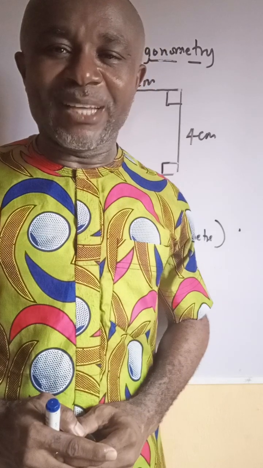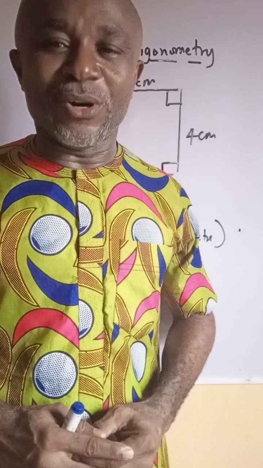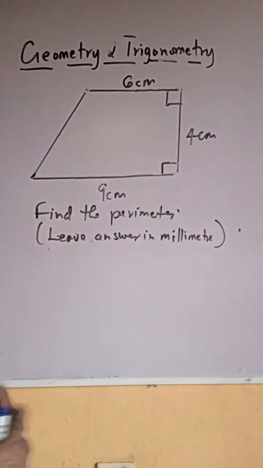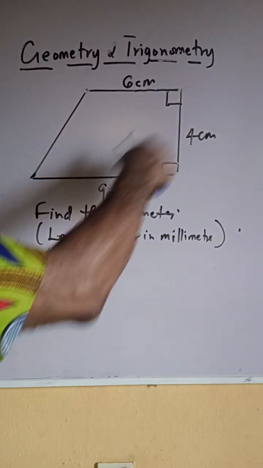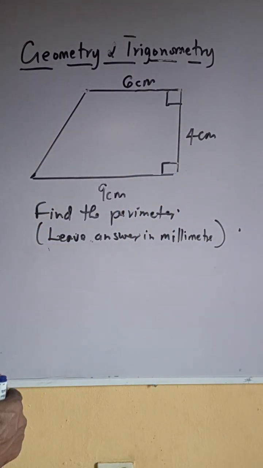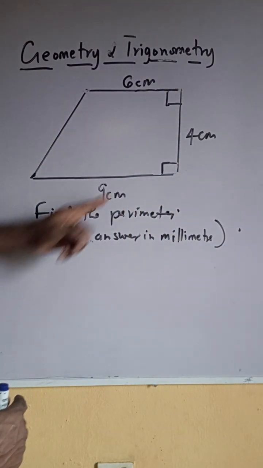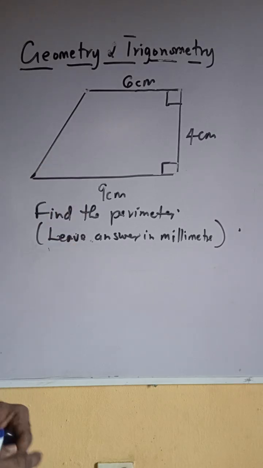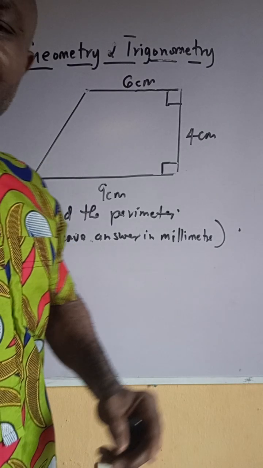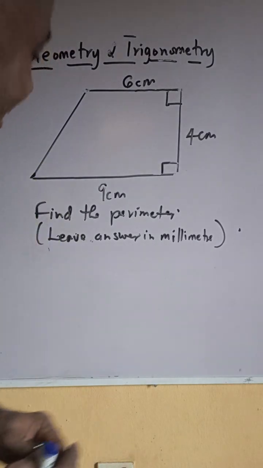So let's quickly determine the perimeter of this shape before us. We are told to calculate the perimeter of this shape. Obviously, this is what we call a trapezium or a trapezoid, if you like.